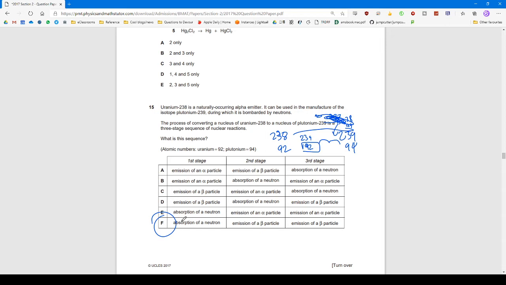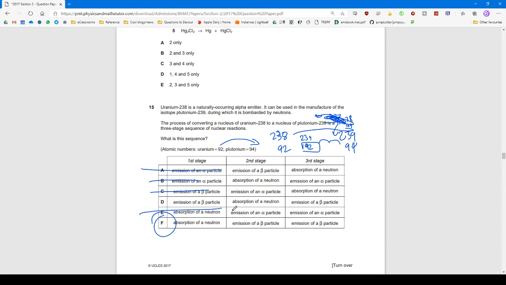Well, the key here is to realize that there are two beta decays, because you go up in atomic number by 2. The only way to go up in atomic number is through beta decays. So you're looking for 2 betas. That means A is immediately ruled out, B is immediately ruled out, C is immediately ruled out, and E is immediately ruled out.